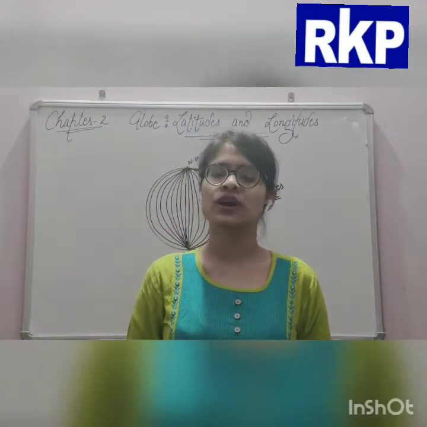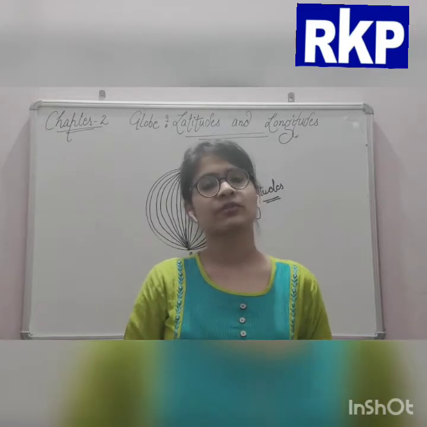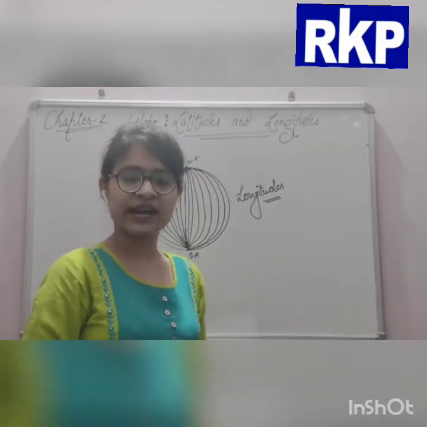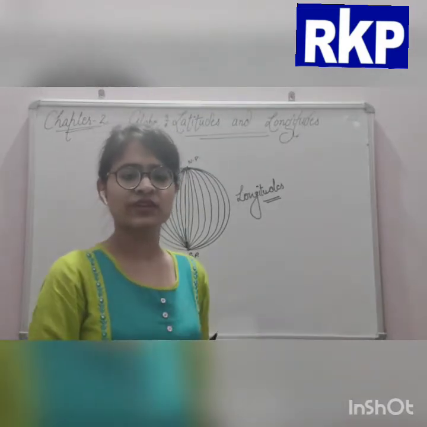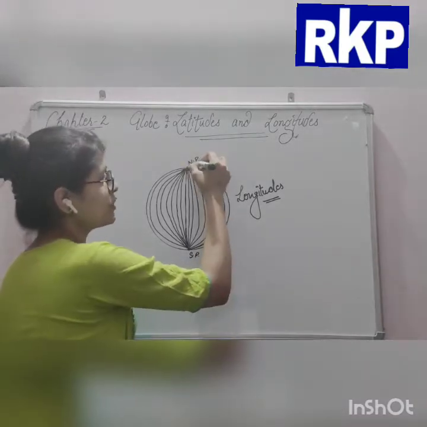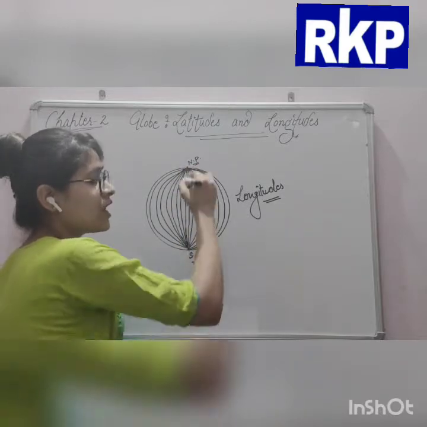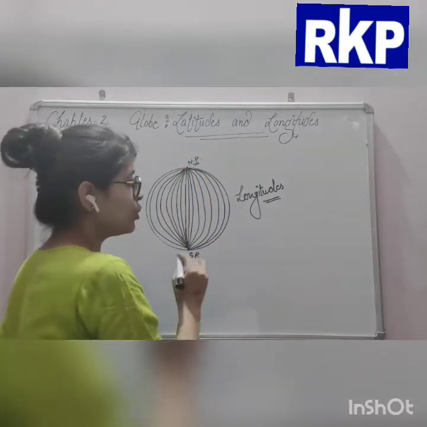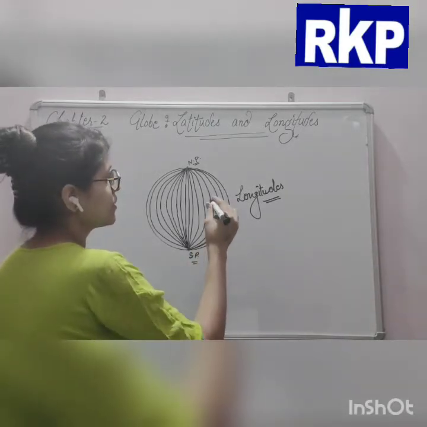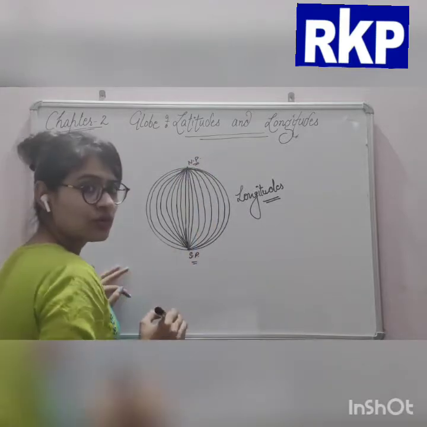Students, our next topic is longitudes. We discussed latitudes, that they run from east to west, and longitudes are drawn between the poles, between the north pole and the south pole. These all are the longitudes. These all are called longitude.